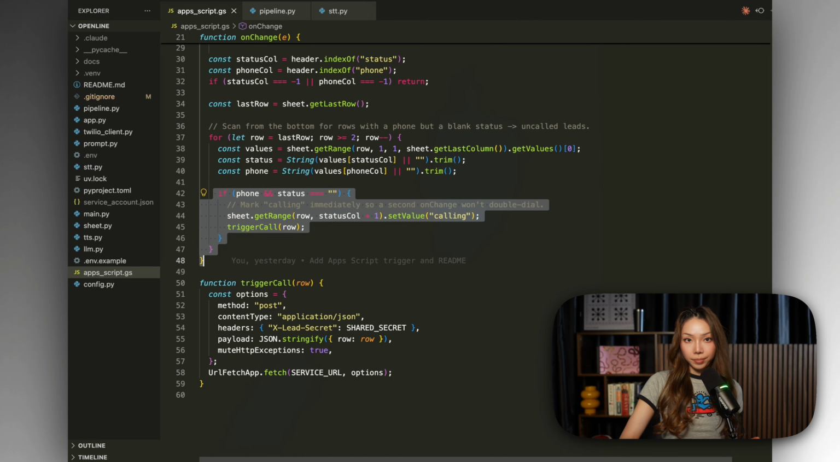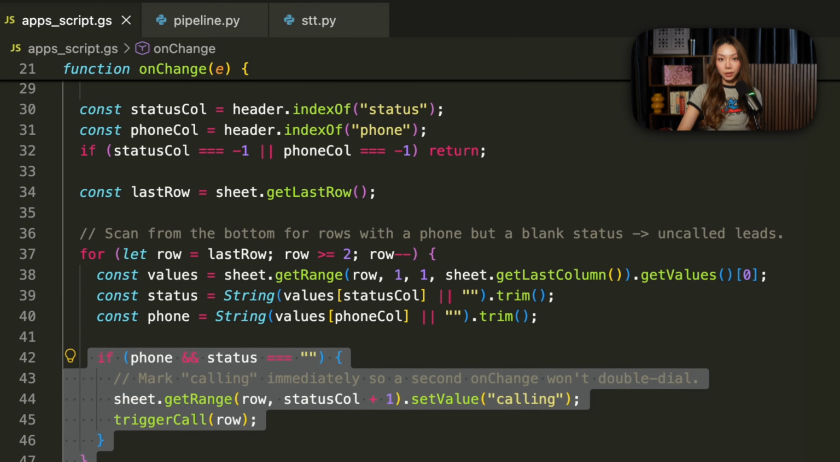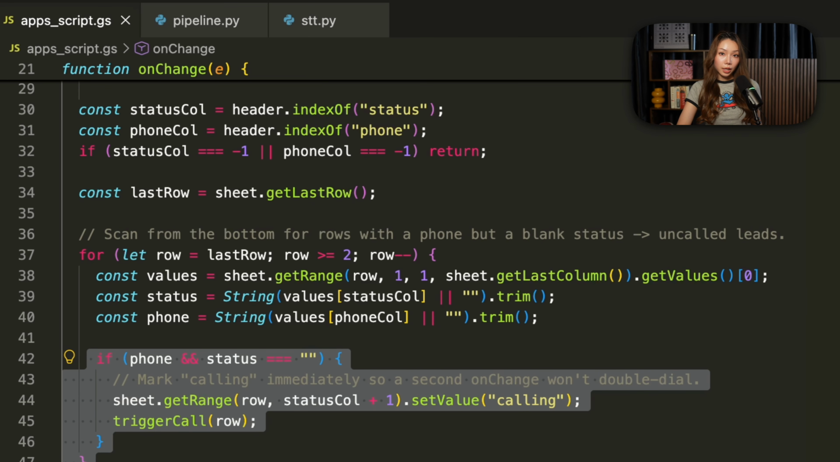So this little block lives inside the Google Sheet itself as an Apps Script. When the sheet changes, this runs and it looks for a row that has a phone number but a blank status. That's the whole definition of a new lead we haven't called yet.